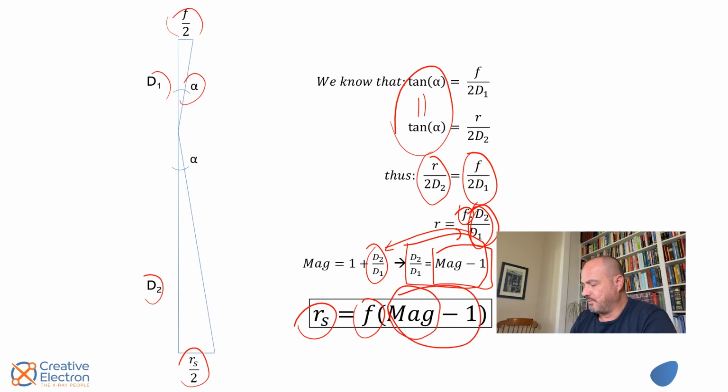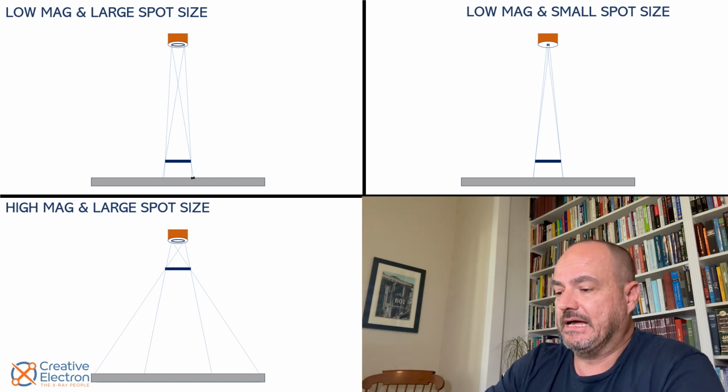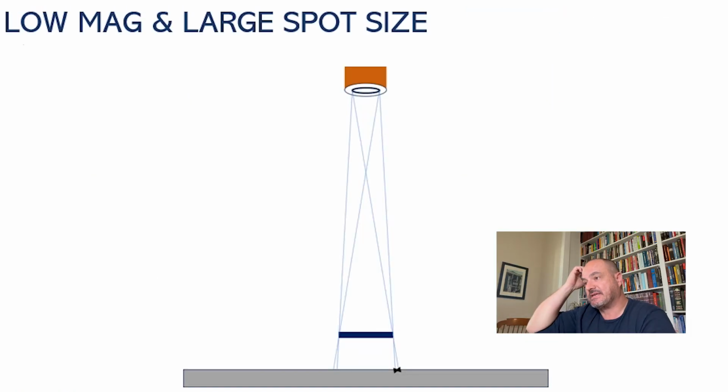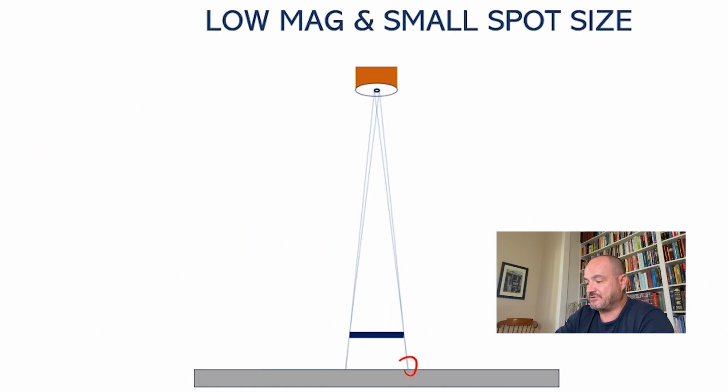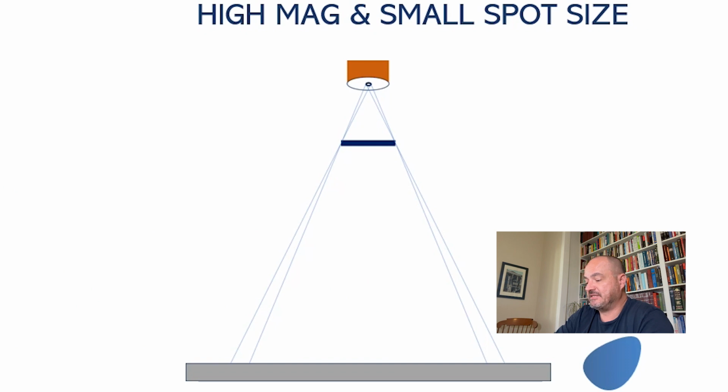So what does it mean? It means that if you have a system with a low mag and a large spot size, with low mag meaning the sample is close to the detector, you end up with a tiny number in your resolution. Similarly, if you have a low mag and a small spot size, it's also a very small numeric resolution. A high mag and a large spot size gives a big resolution number. High mag and small spot size, a smaller one.